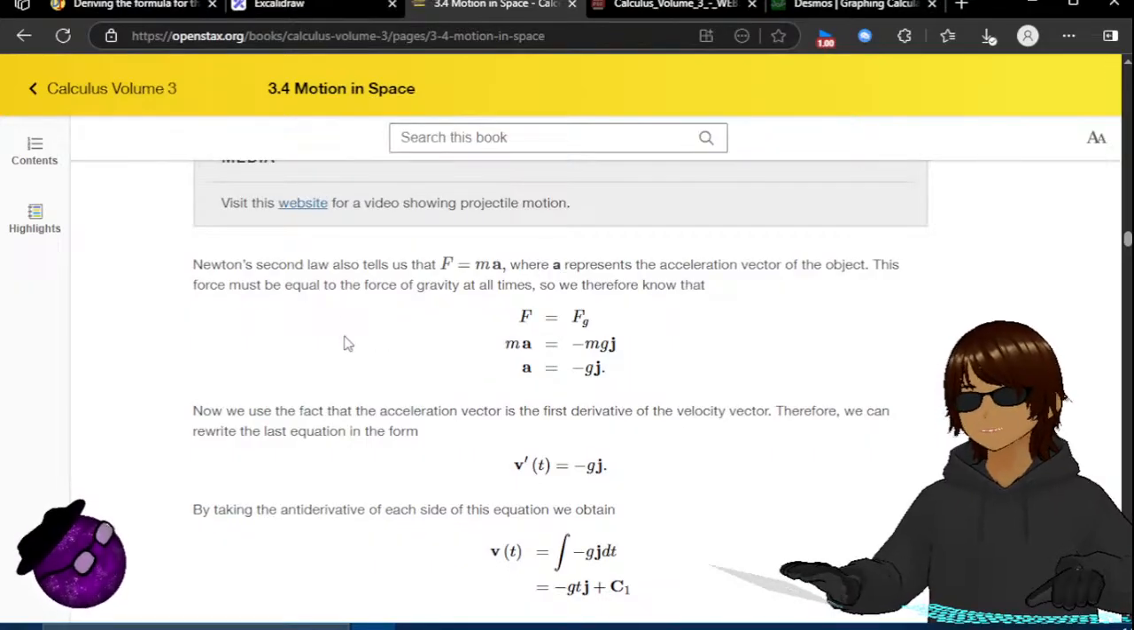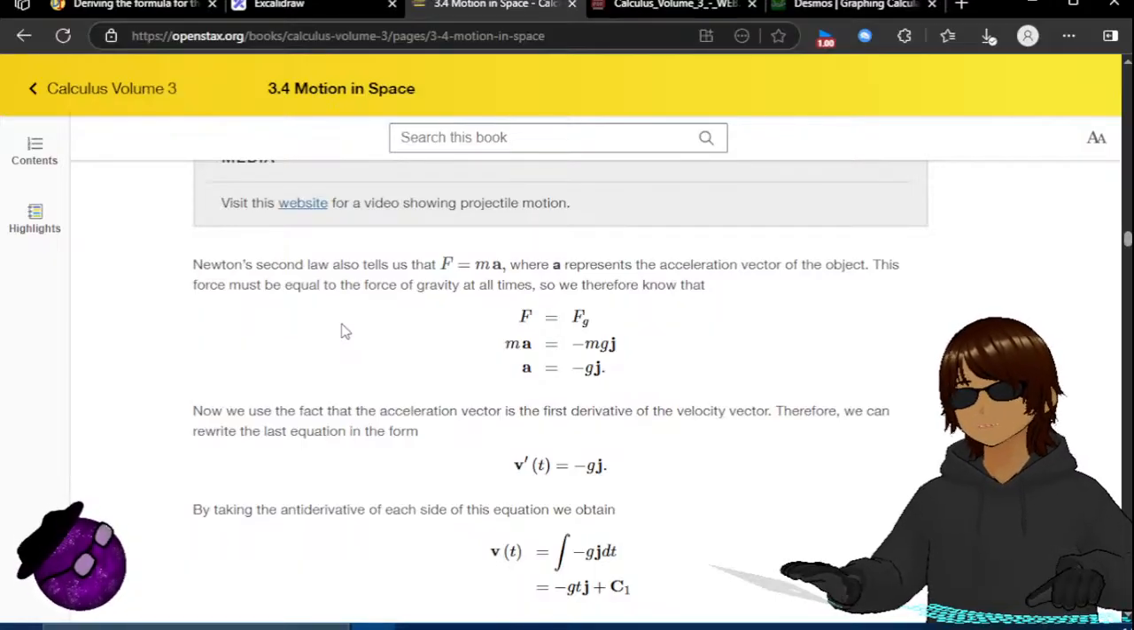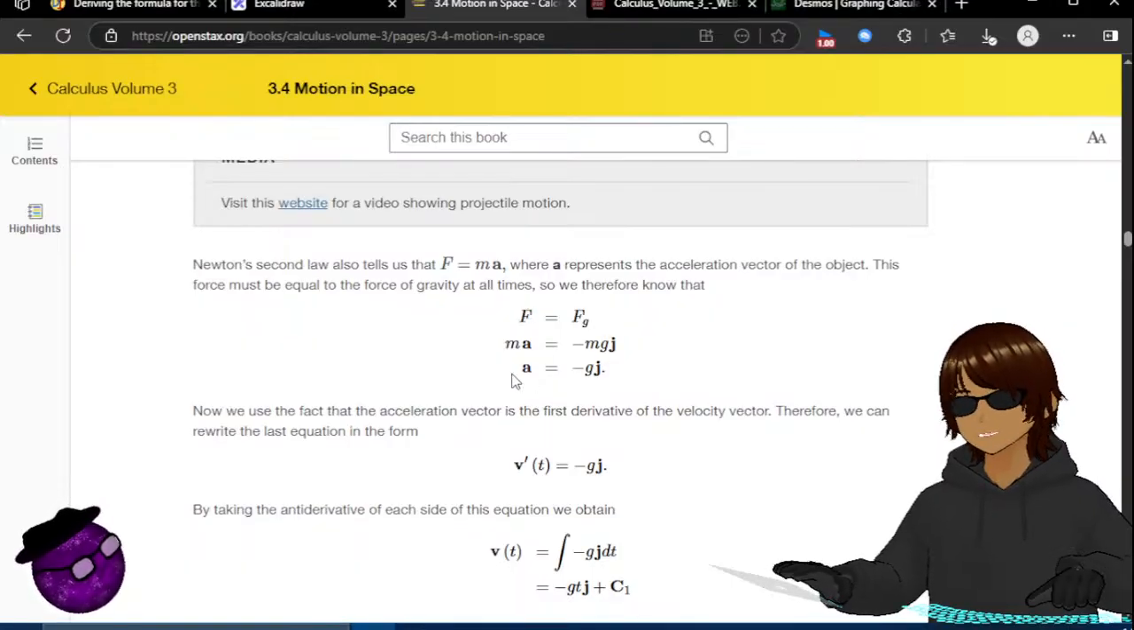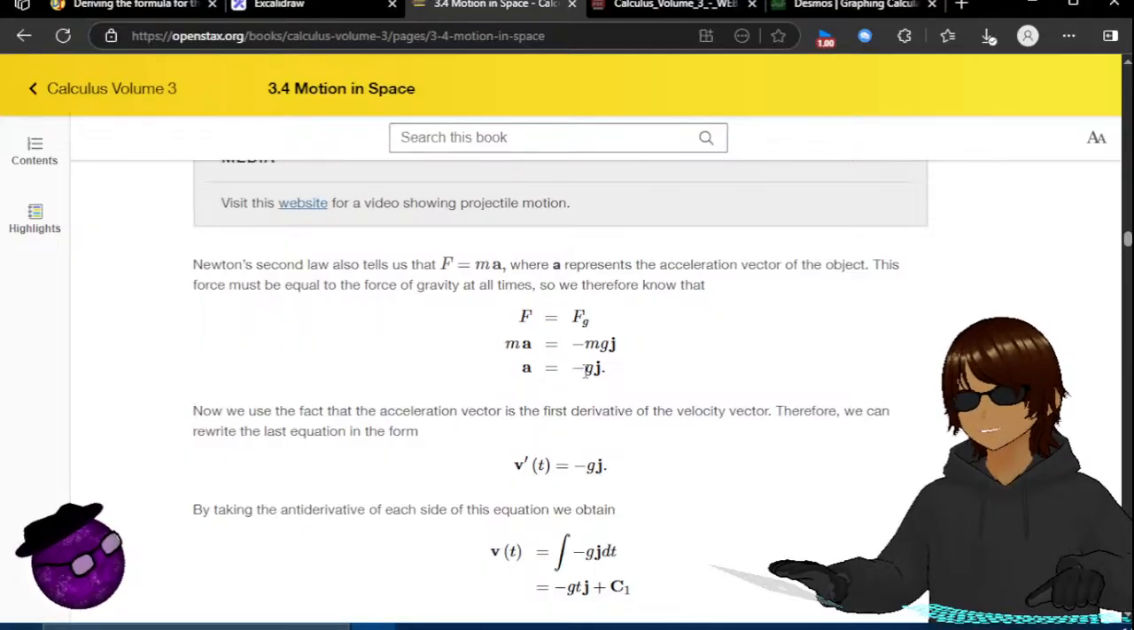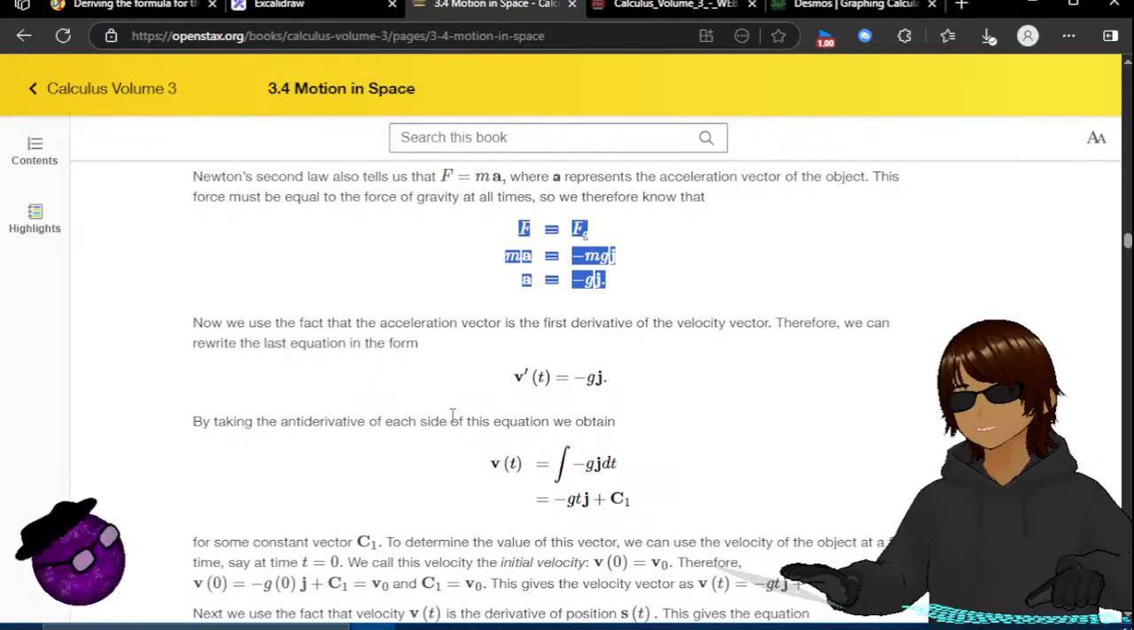Newton's second law tells us that F is equal to ma, where a represents the acceleration vector of the object. This force must be equal to the force of gravity at all times. So we therefore know that A is Gj. Isn't G like already in the direction of J? No, G is a scalar value, right? And then J gives the direction.